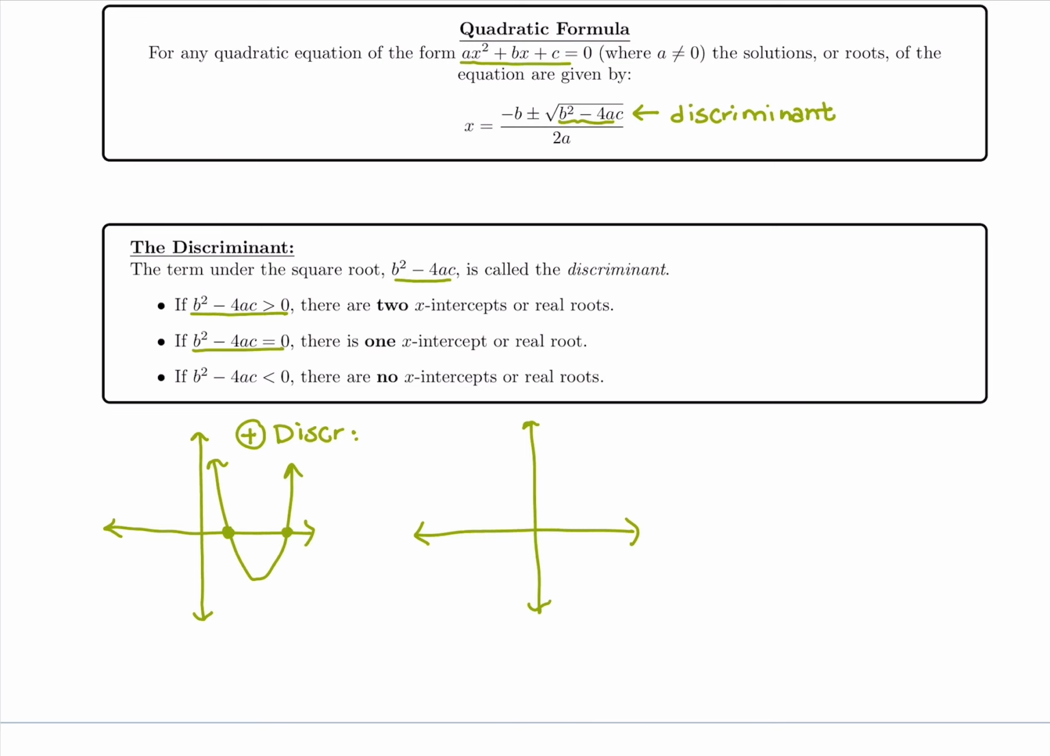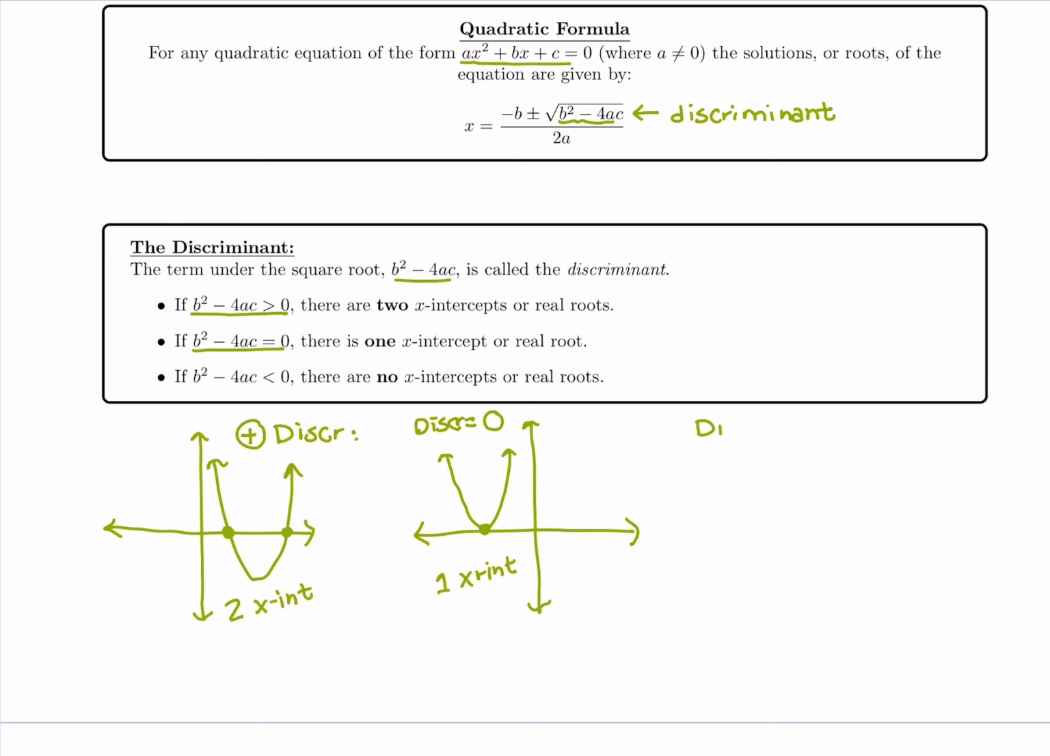So if the discriminant equals 0, that means we're just touching and turning around at our vertex there. We have one x-intercept. So two x-intercepts for a positive discriminant. For a 0 discriminant, there's just one x-intercept, or one zero of the graph, or one real root.